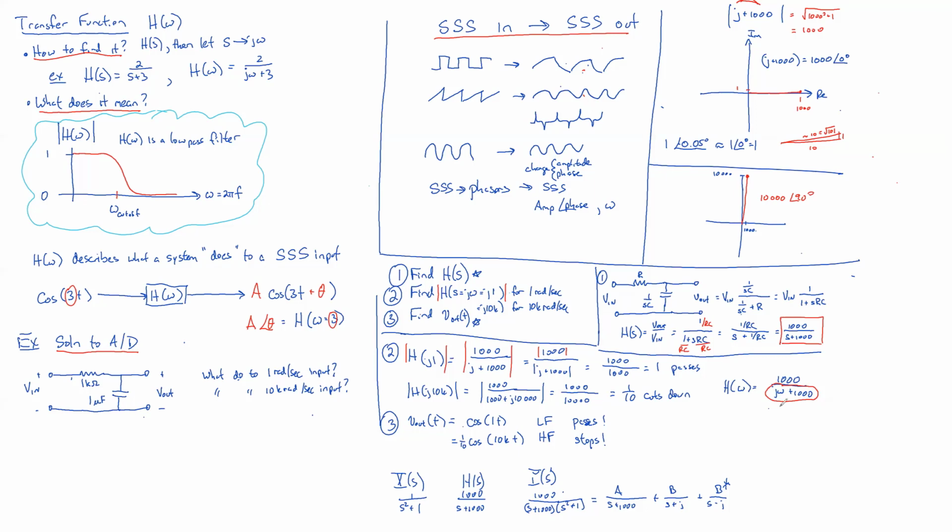So at what point do you think would be the balance between it passing and stopping? When the imaginary part equals the real part. So for this particular thing, the cutoff would equal 1,000.